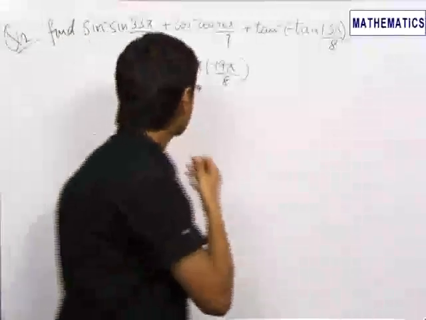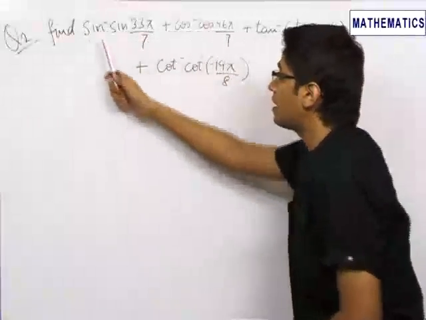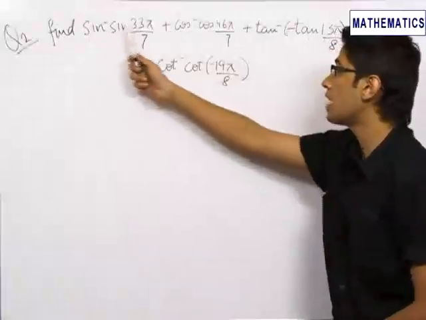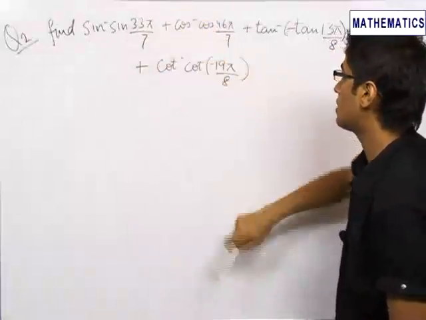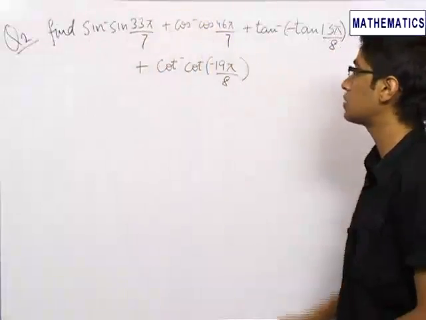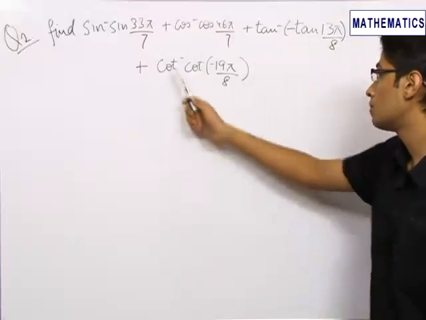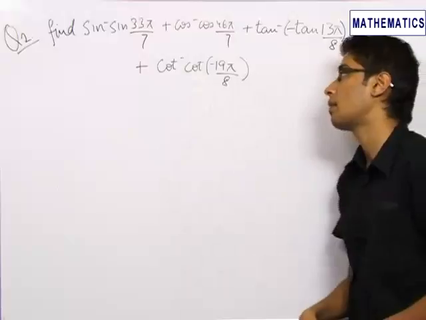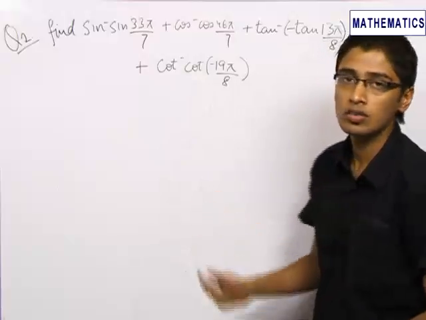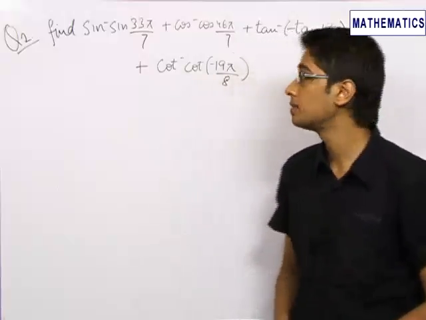In our next question, we need to find the value of sine inverse of sine 33 pi by 7, plus cos inverse of cos 46 pi by 7, plus tan inverse of minus tan 13 pi by 8, plus cot inverse of cot of minus 19 pi by 8. Now, in order to solve this question, we need to know a few things.